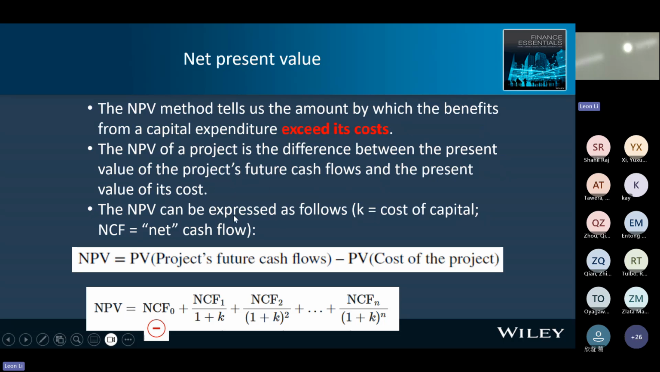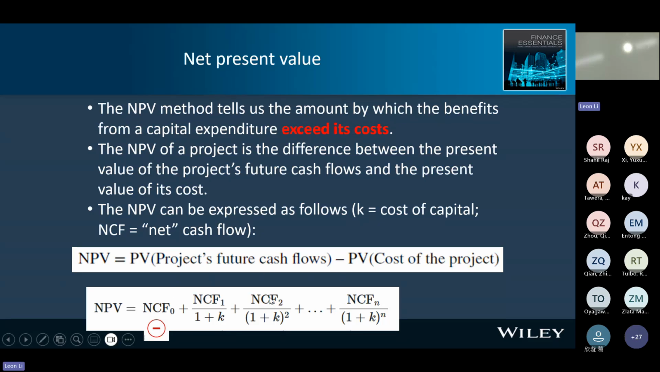So the NPV is as follows. Right? NPV is the PV of the project's future cash flow minus the PV of the cost of the project. Here is the detail. You can see we use the net cash flow. Net means we might have cash inflow and outflow. We add it up, we have a net cash flow: NCF1, NCF2, up to NCF N, year N. K is our cost of capital. We use the cost of capital as a discount rate to do the valuation.